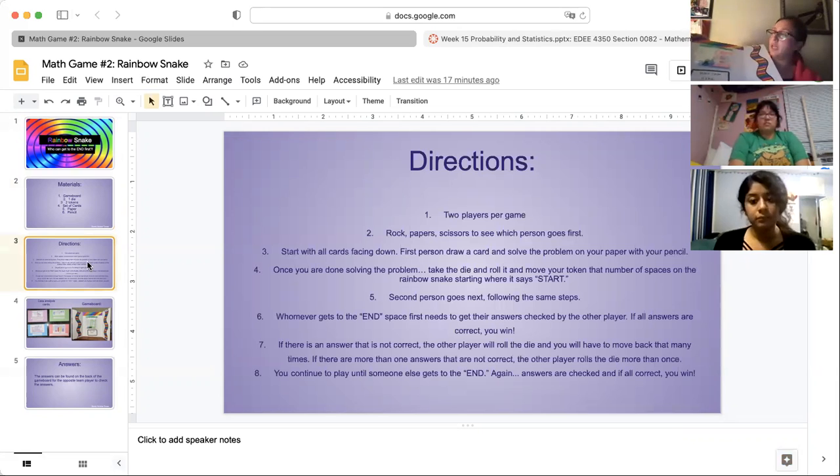Basically there's going to be one student starting on this side of the board game and using this side of the snake, and another student on the other side of the board game. What they're going to do is place their cards facing down on here. And then they're going to do rock, paper, scissors to see who goes first, because I feel like that's the easiest for them to decide. Whichever person goes first is going to choose the top card.